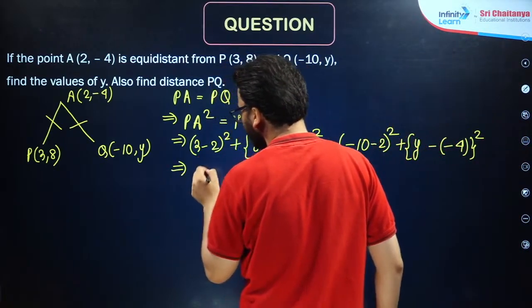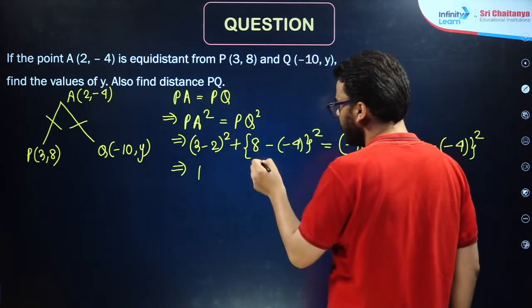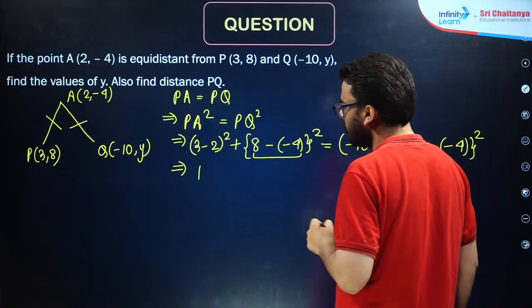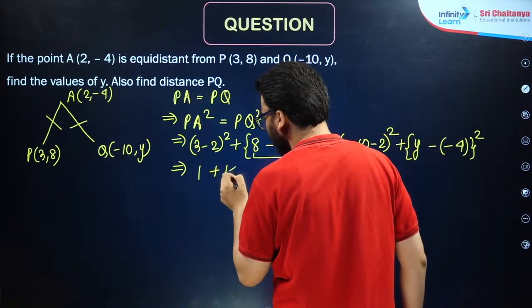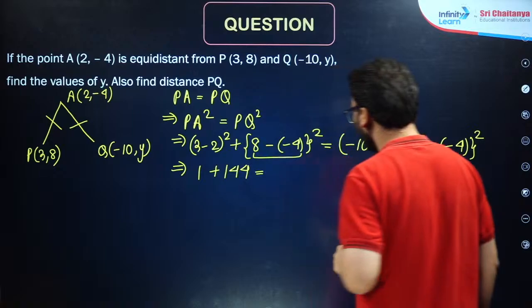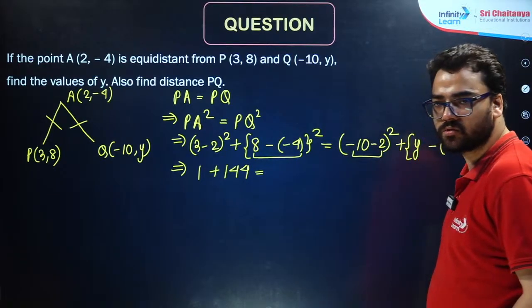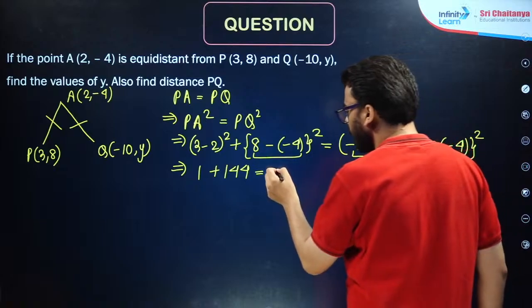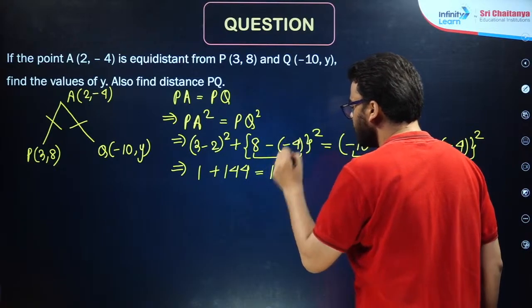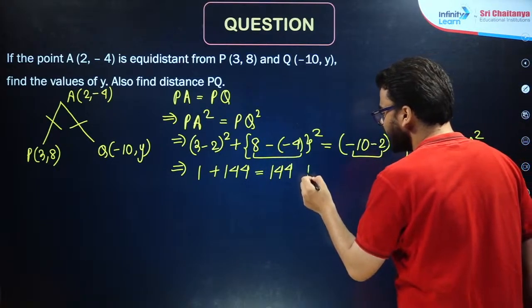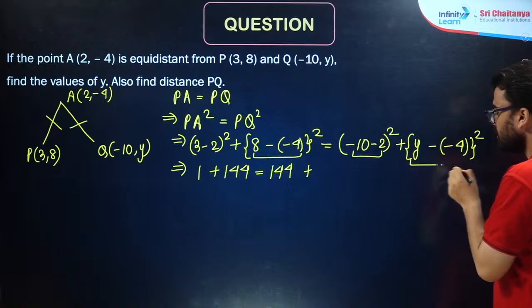This is 3 minus 2 the whole square, it is 1. This is 8 plus 4, that is 12 square, that is 144. And over here you see this is minus 10 minus 2 the whole square, that is minus 12 square, that is also 144. Plus this is nothing but y plus 4 the whole square.